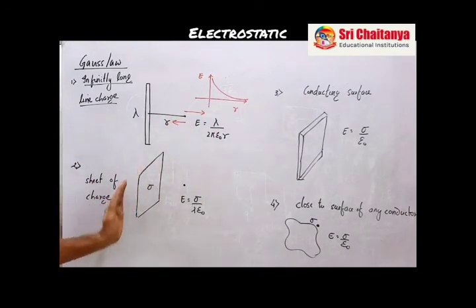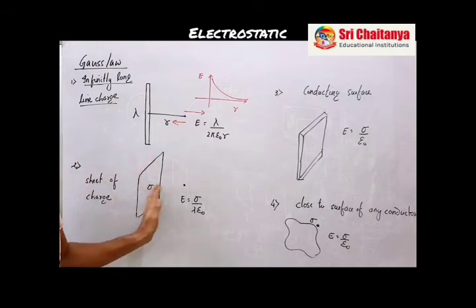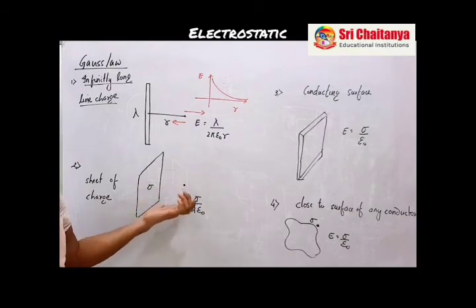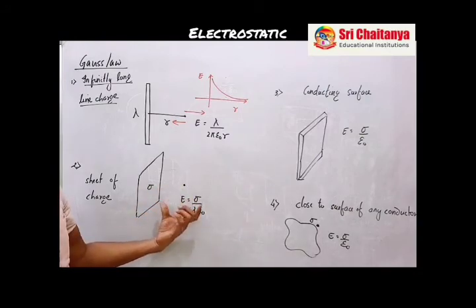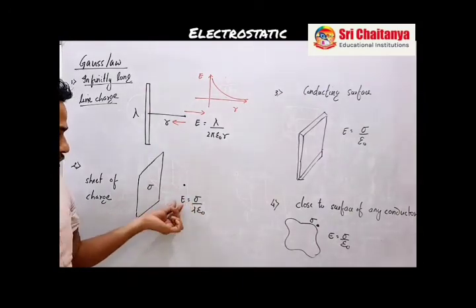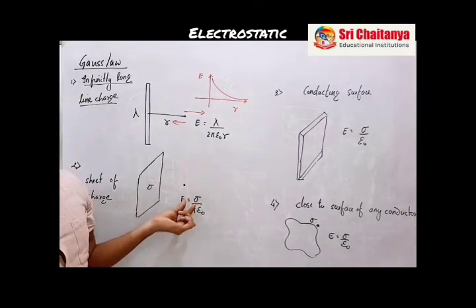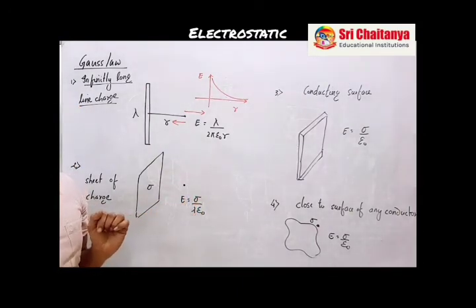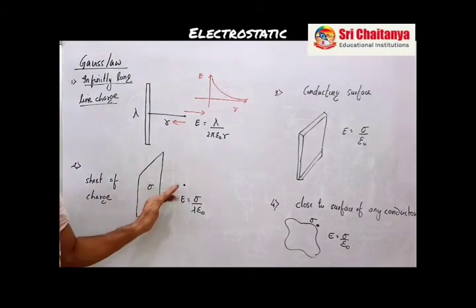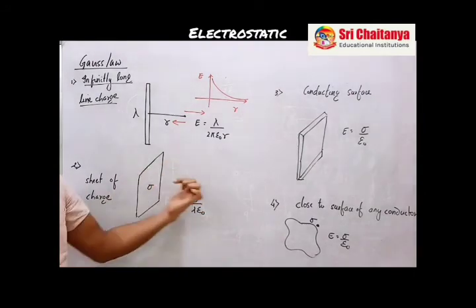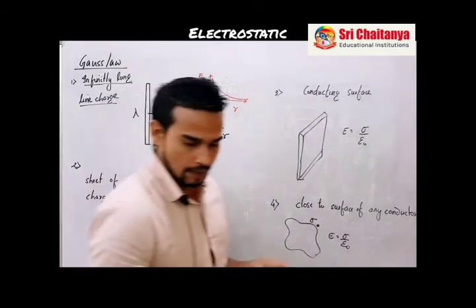Similarly, if I have an infinitely large plane sheet of charge, then the electric field due to this at any distance will be constant. It will not depend on distance because you know the value. E will be sigma upon 2 epsilon naught. If it is positively charged, the field will be away. If it is negatively charged, the field will be towards.